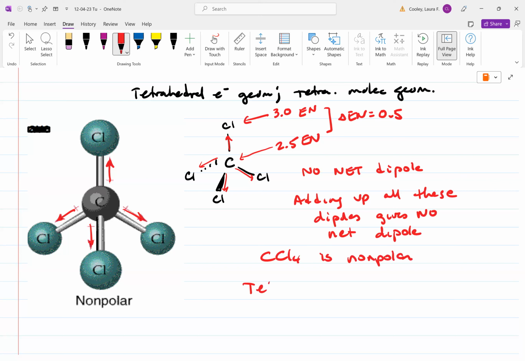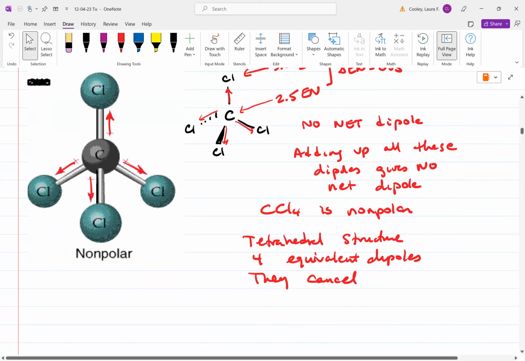So when you have a tetrahedral structure like this, and you have 4 equivalent dipoles, they cancel. And remember, what you have to have for polarity is at least 1 polar bond, and you have to have a certain asymmetry so that the dipoles do not cancel. And here you do not have that asymmetry. It's too symmetrical, so the dipoles cancel.